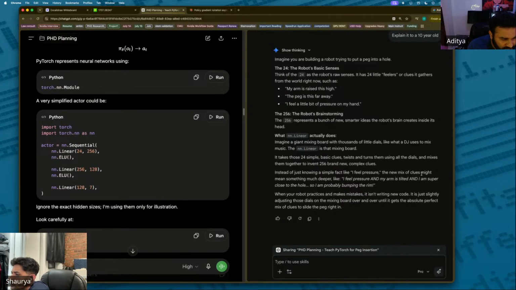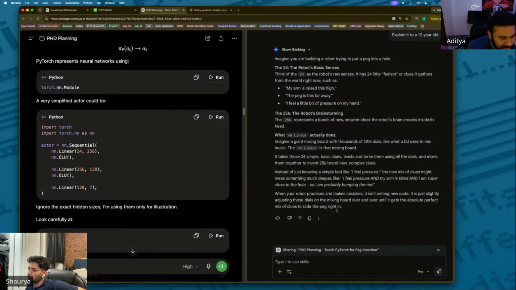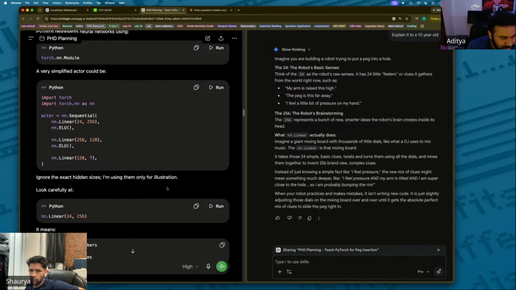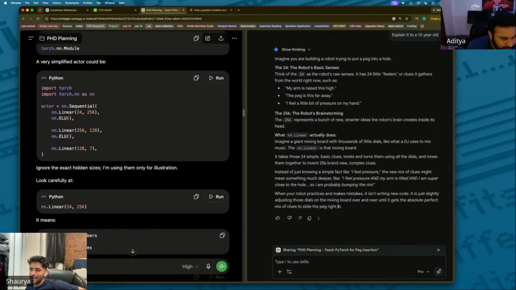the new mix of clues might mean something much deeper, like I feel pressure and my arm is tilted and I'm super close to the hole, so I'm probably bumping the rim. When your robot practices and makes mistakes, it isn't writing new code, it is just slightly adjusting those dials on the mixing board over and over until it gets the absolutely perfect mix of clues to slide the peg right in.